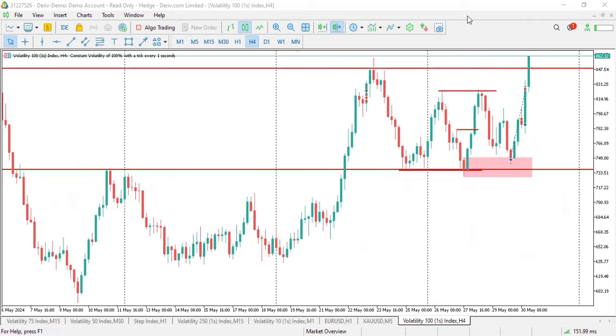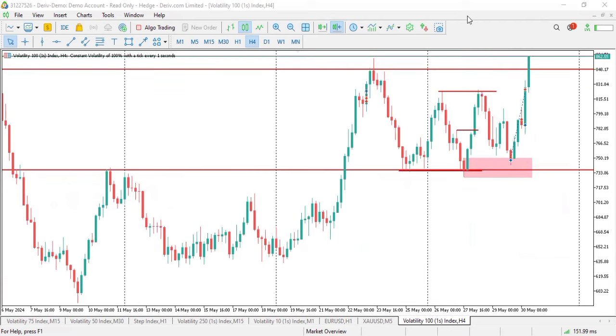Okay, at this point, I saw a break of structure here, a change of character rather, because price was coming down at this point, and then price was coming down here, and then went up, and then came down again, and then price now pushed up again, taking out this high. So we call it a change of character.